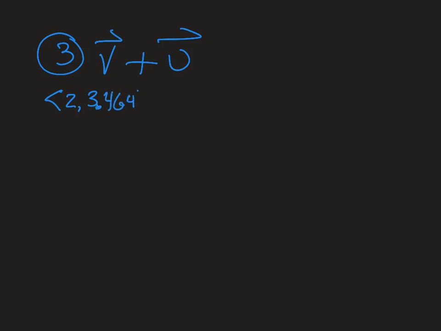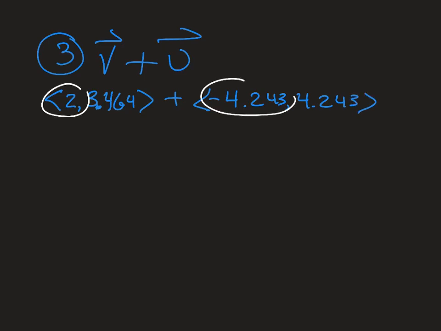So number 3 says that I'm going to do v plus u. So vector v is 2, comma 3.464 plus vector u, which was negative 4.243, comma 4.243. So when I add these together, I'm going to do the x's plus the x's and the y's plus the y's.